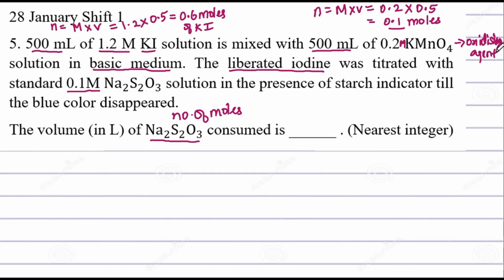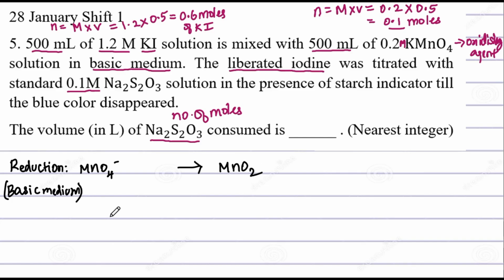So in the first reaction, we know KMnO4 is an oxidizing agent, and an oxidizing agent itself undergoes what? Reduction. So let us see the reduction half reaction. So MnO4 minus, and it is in basic medium. So in the question it is mentioned as basic medium. So in basic medium, it is converted to MnO2. So if you compare the oxidation states, in MnO4 minus the oxidation state of manganese is +7 and in MnO2 the oxidation state of manganese is +4.